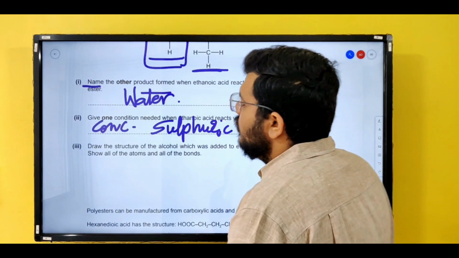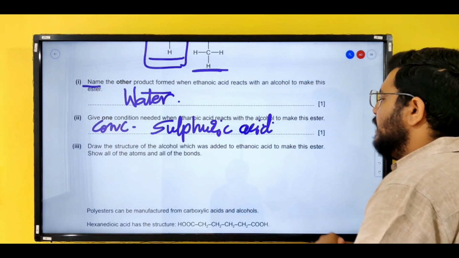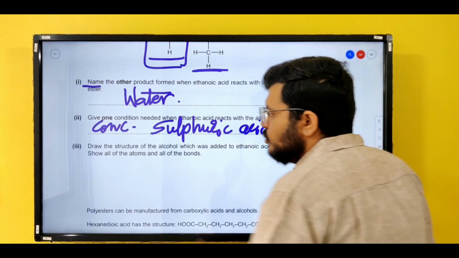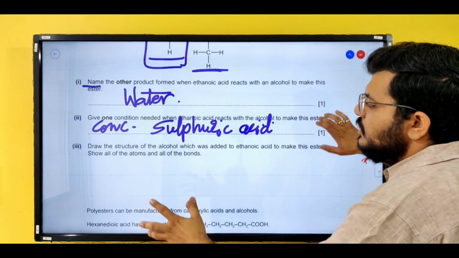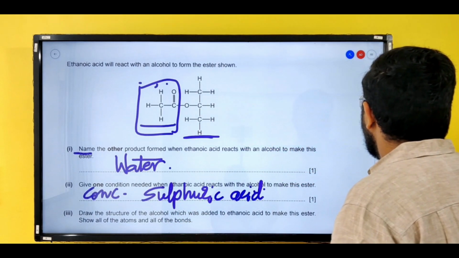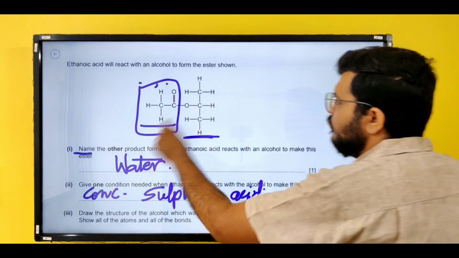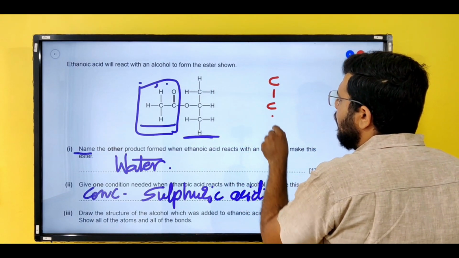Next question. Draw the structure of the alcohol which was added to ethanoic acid to make this ester. Show all of the atoms and all of the bonds. Now instead of drawing it here, let's draw it just beside this and then you can copy it down where the space is provided. So let's first draw all the carbon.